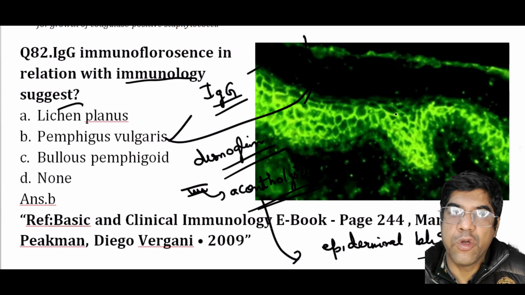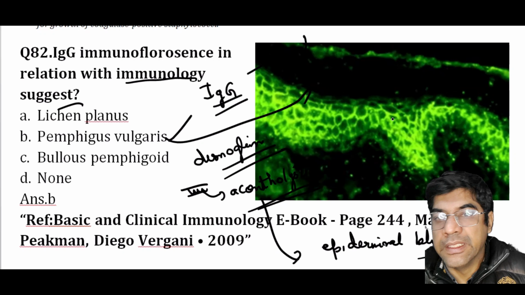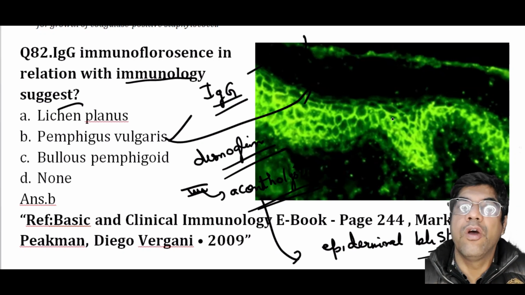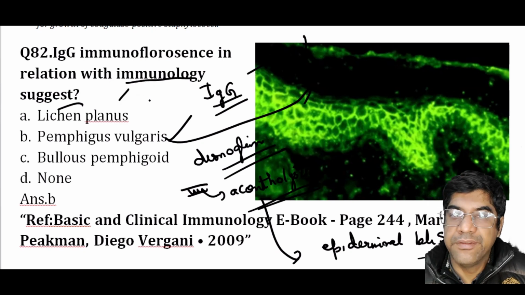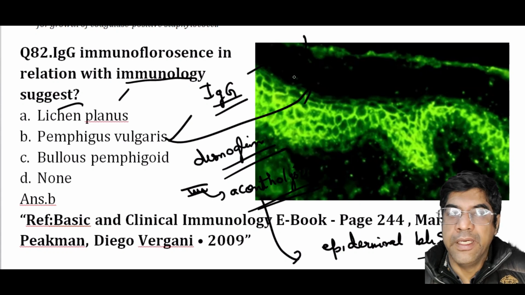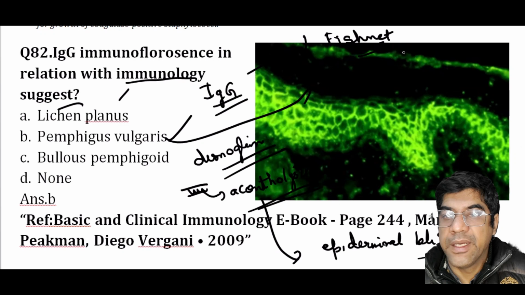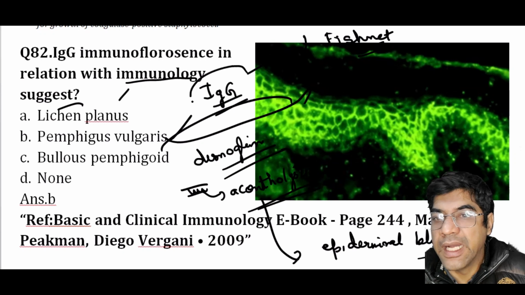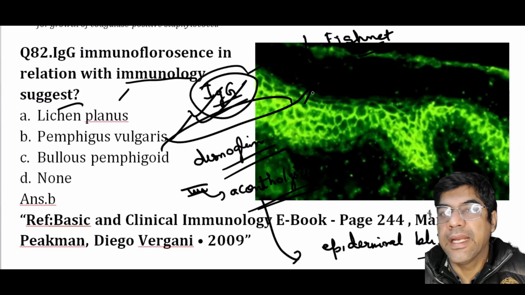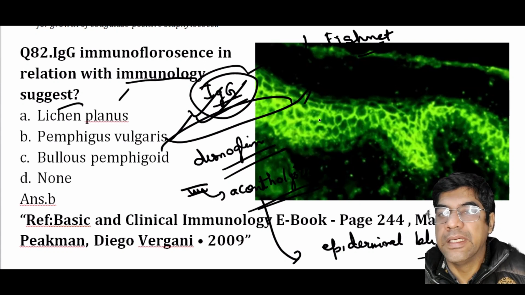So immunofluorescence microscopy is a diagnostic technique that confirms the presence of IgG autoantibodies in the intercellular space of the epidermis. Now immunofluorescence can be either direct or indirect. In direct immunofluorescence, it shows a pattern known as fishnet appearance. The predominant immunoglobulin that is detected is IgG, whereas indirect immunofluorescence is a test that will detect the circulating antibodies in the patient's serum.